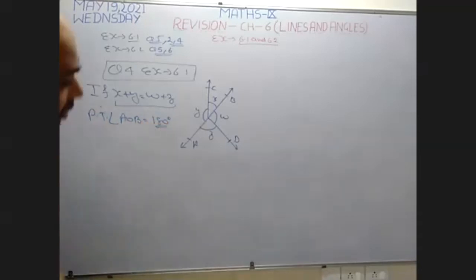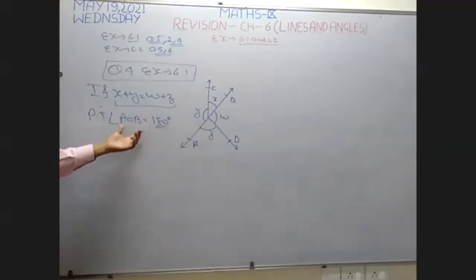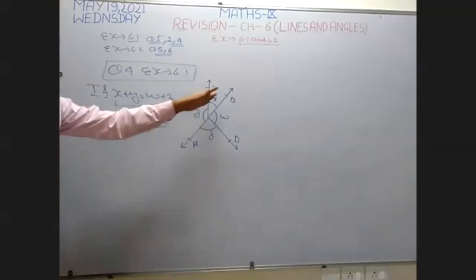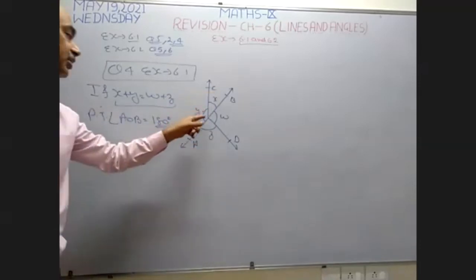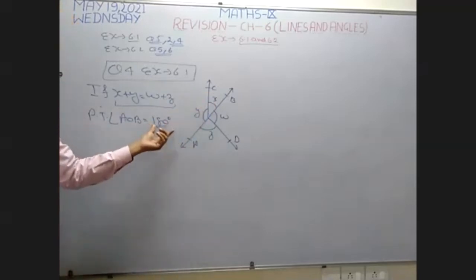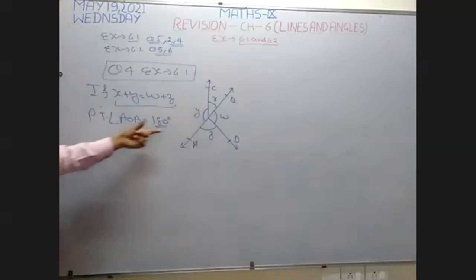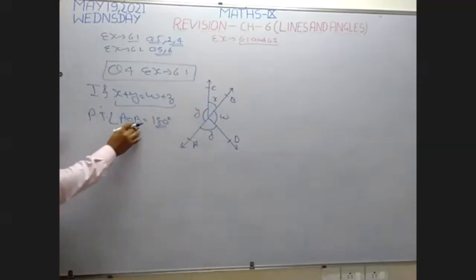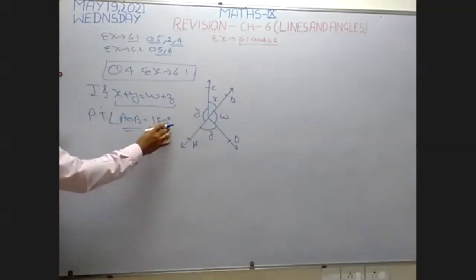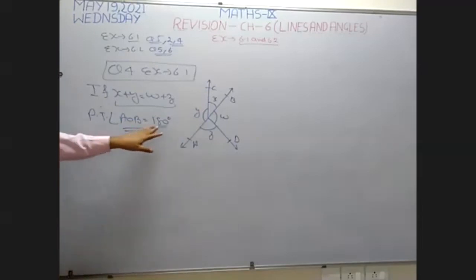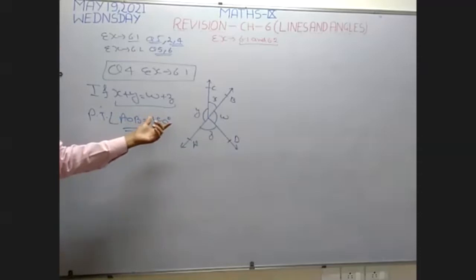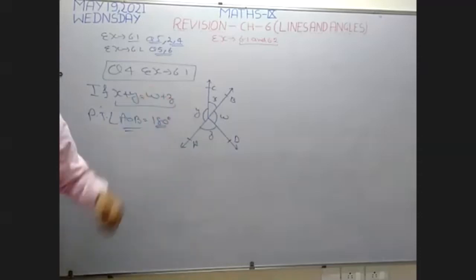When it is asked to prove that this is a line, it means we have to prove that this angle is 180 degrees. If we prove that any angle is 180 degrees, 180 degrees means straight angle. Straight angle means it represents a straight line. It means I have to prove this angle AOB is equal to 180 degrees. If I prove this angle is 180 degrees, it automatically becomes a straight line. Okay, beta?